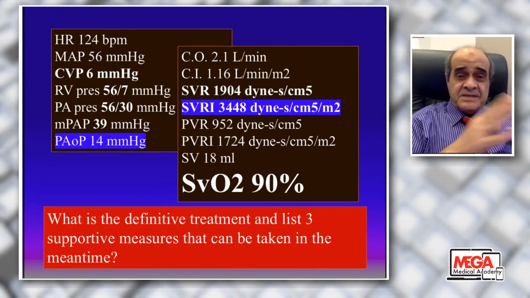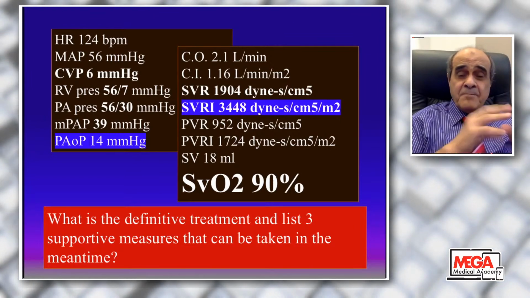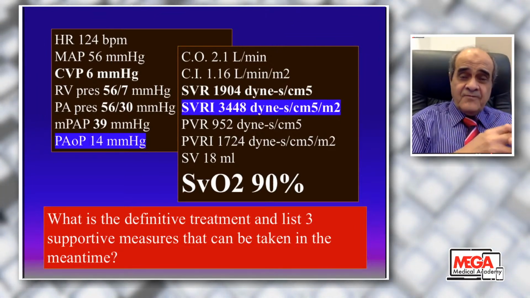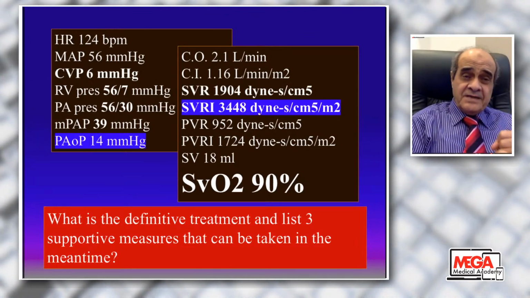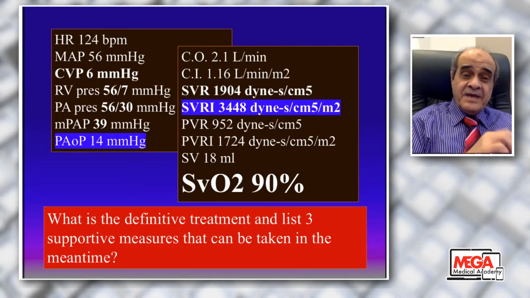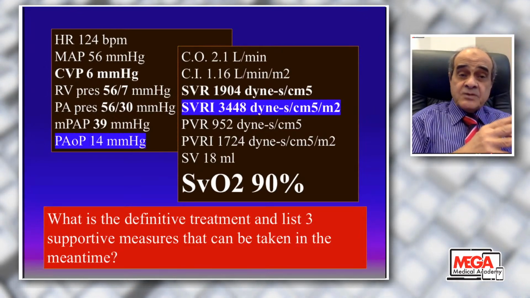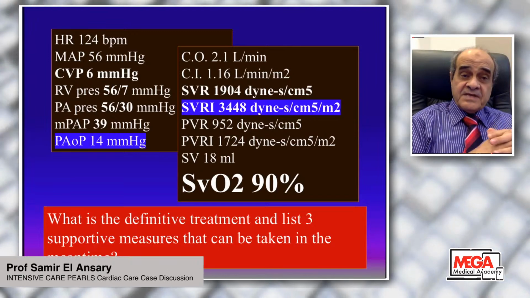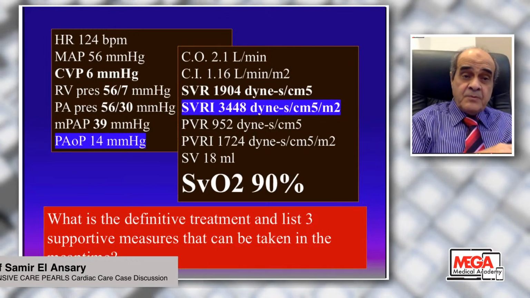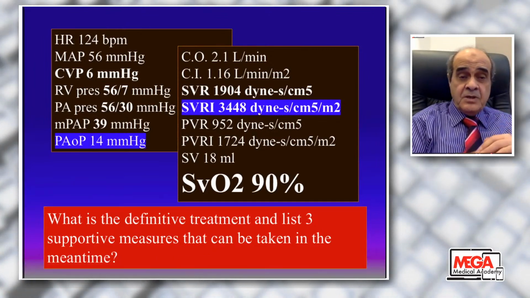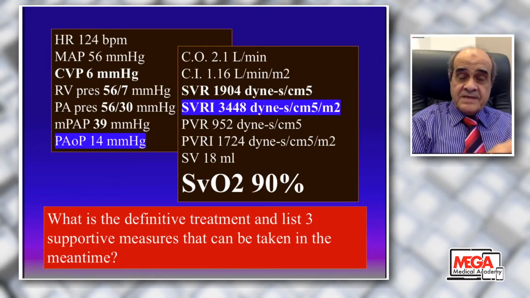This patient is accepting this data from the pulmonary Swan. As you know, the pulmonary Swan-Ganz gives you some pressure indices and volume indices about the cardiac muscle. Heart rate here is 124. The patient is highly tachycardic. Mean pressure is low. CVP is 6 millimeters of mercury. Right ventricular pressure is 56/7. Pulmonary artery pressure is 56 over 30, so it is high. Mean pulmonary artery pressure is high. Pulmonary artery occluding pressure, or wedging pressure, is 14 millimeters of mercury, so it is high to some extent.